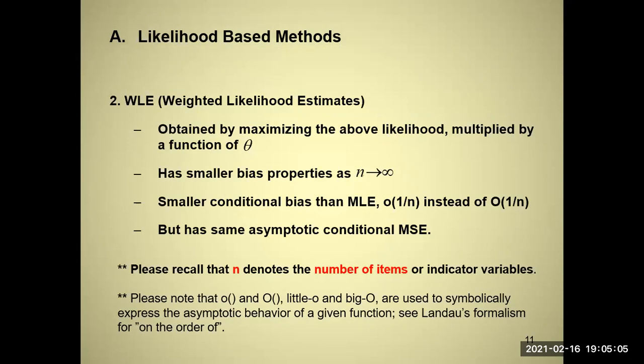The likelihood-based approach, there's also a weighted likelihood estimate, and this is obtained by maximizing the same likelihood multiplied by a function of theta. So it's the same likelihood here, and it has smaller bias properties as the number of items approaches infinity. So as you get this growth and this increasing rate of increase in the number of items, you have smaller bias properties. You have a smaller conditional bias than the MLE, so of order small o of 1 over N rather than big O, but it has the same asymptotic conditional MSE. So we're running into the same sort of issues here.